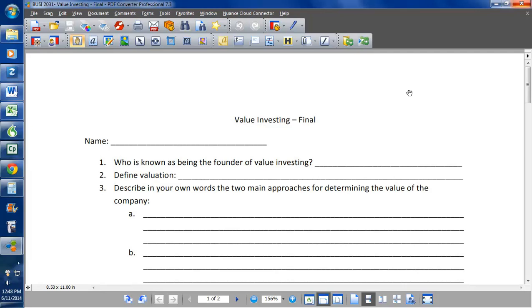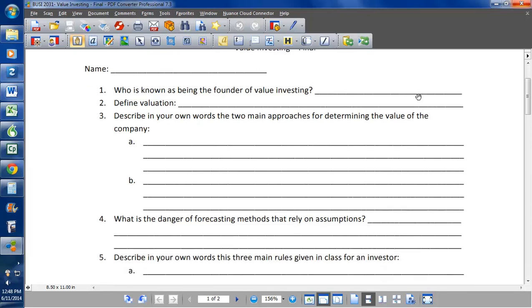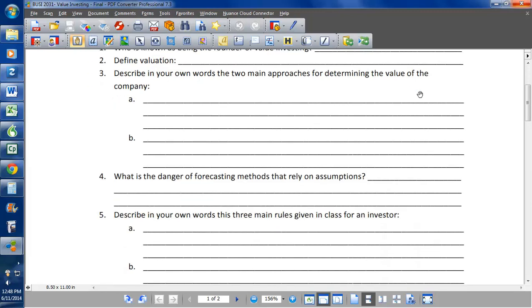Number three, describe in your own words the two main approaches for determining the value of the company. So basically, I'm wanting something along these lines. One of the approaches tries to project out how much cash the company will make across the term of its life, or say for the next 15 years or something. And so it makes projections forward about how much money the company will make and determines its value that way. The other approach is to look at a snapshot of the company currently and see how much money and assets they have currently and let that be the value of the company.